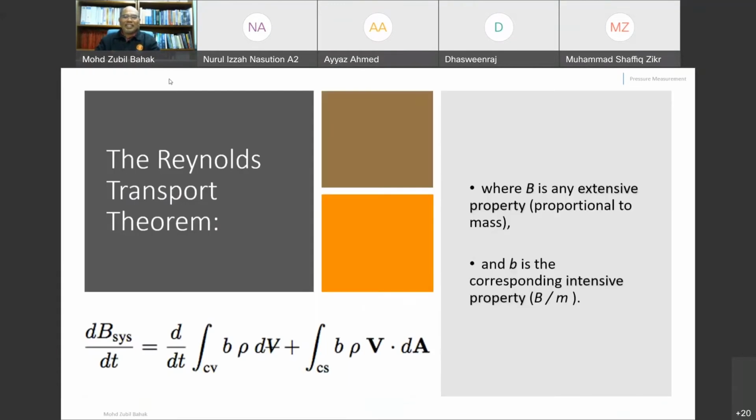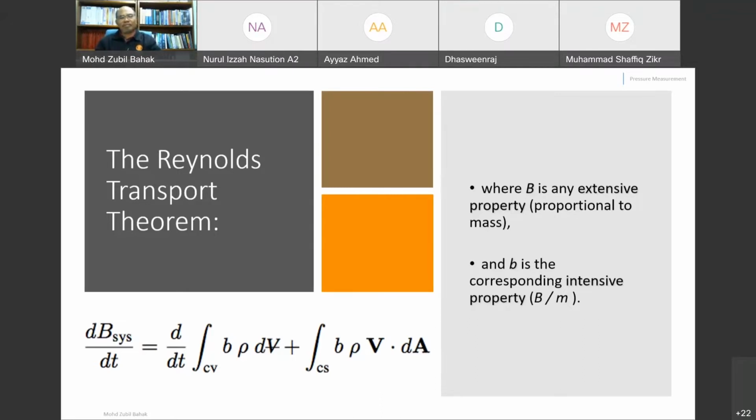So let's start with the Reynolds transport theorem equation. Remember when I said that when the fluid starts to move, there must be mass moving, there must be energy, and there must be momentum. We already discussed that in order to determine the rate of change of these three extensive properties, which are mass, energy, and momentum, we use the Reynolds transport theorem, or in simple words, the control volume method.